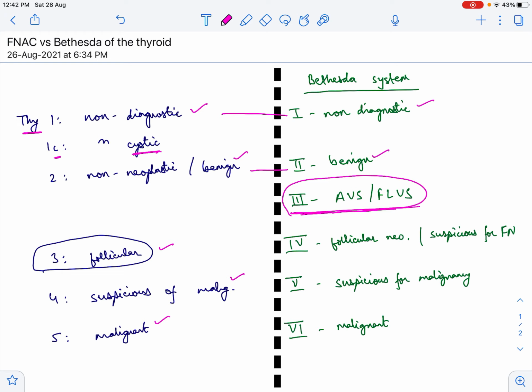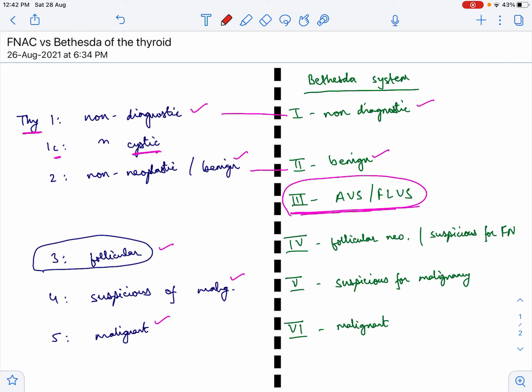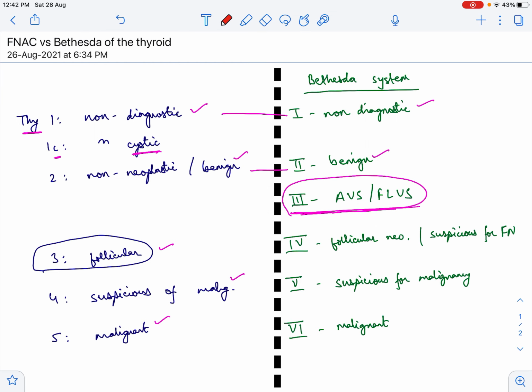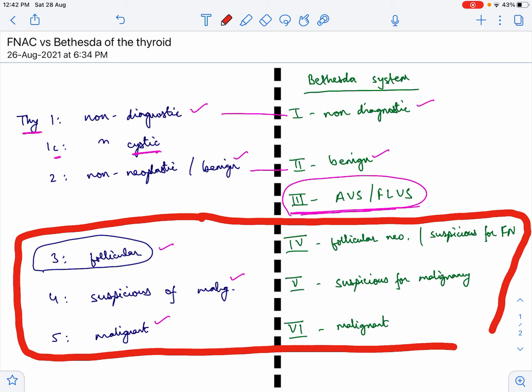Now, what you need to remember here is that any lesion which is Thyroid 3 and above, I'll use a deeper shade. Any lesion which is Thyroid 3 and above, basically this entire thing, and Bethesda 4 and above, these require surgery. The remaining can be conservatively managed, but Thyroid 3 and above and Bethesda 4 and above will require surgery.